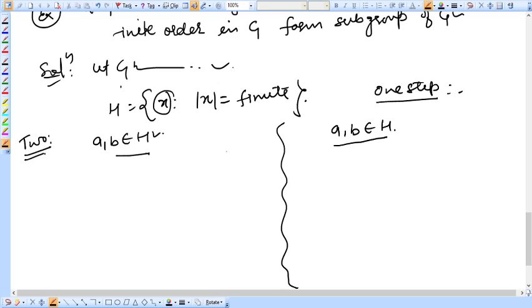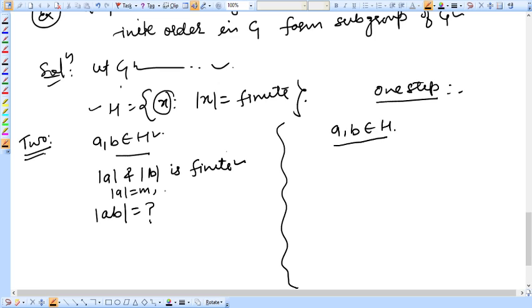So, the two-step subgroup test firstly. See, a, b belong to H. This implies H contains all those elements whose order is finite, therefore the order of a and the order of b are finite. Now what could be the order of ab? Is it finite or not? Let us check this out. Let us assume the order of a is m and the order of b is n.